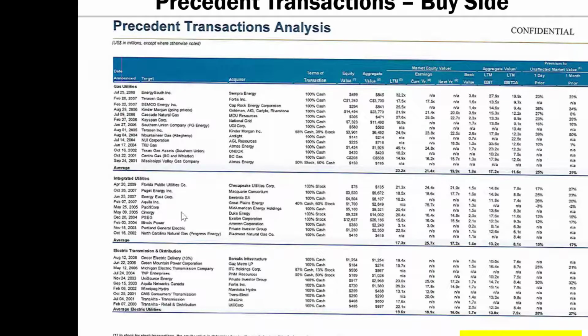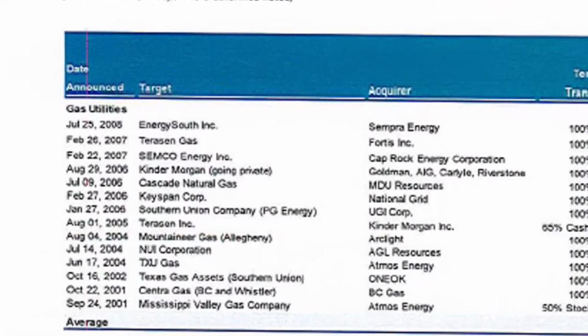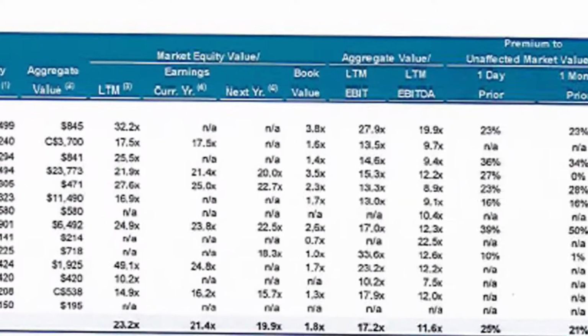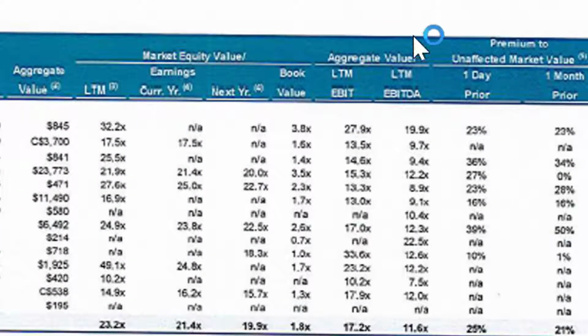Look at the difference in the dates of these transactions. 2001, 2007, this is obviously old, 2002, 2009, comparing different transactions and then getting aggregate value, which is enterprise value, to EBITDA. And you get dramatic differences.